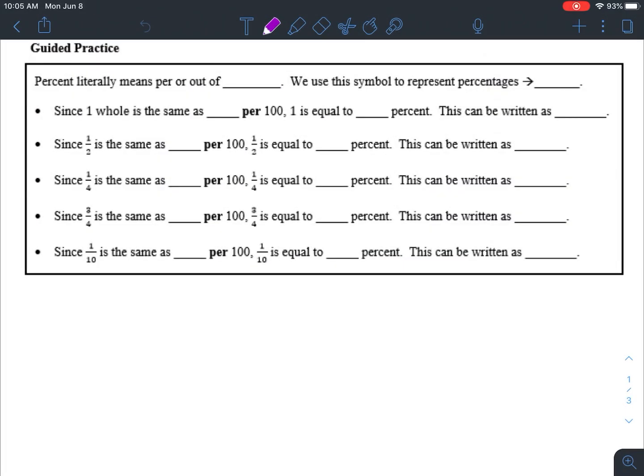Today we're going to be going over percentages and being able to convert between a percent, fraction, and decimal. Before we get started, let's get used to some vocab that we'll be using throughout this lesson.